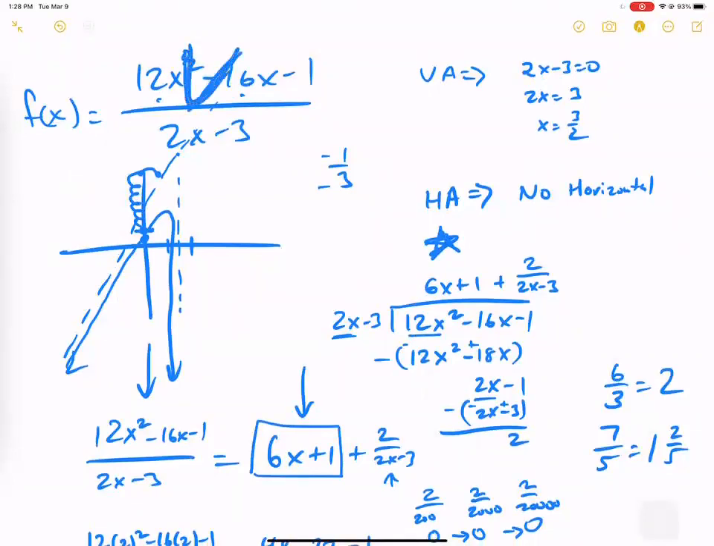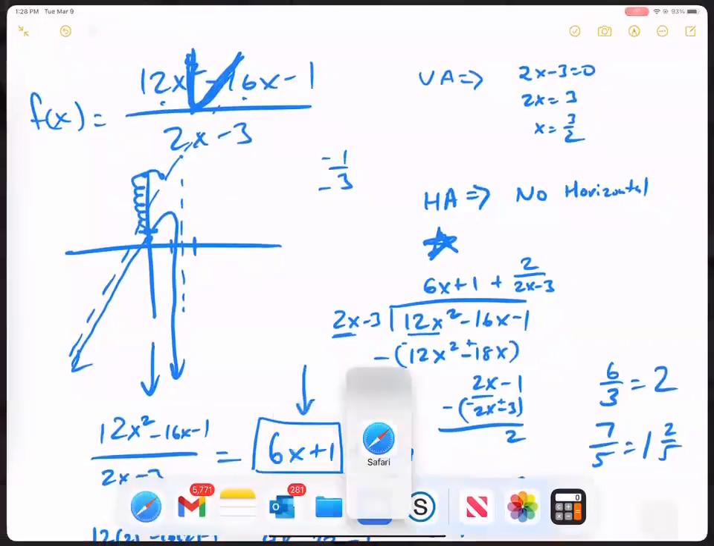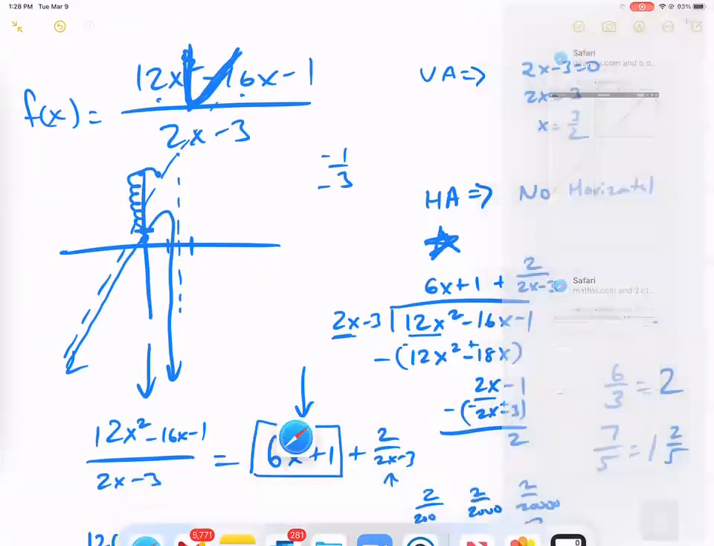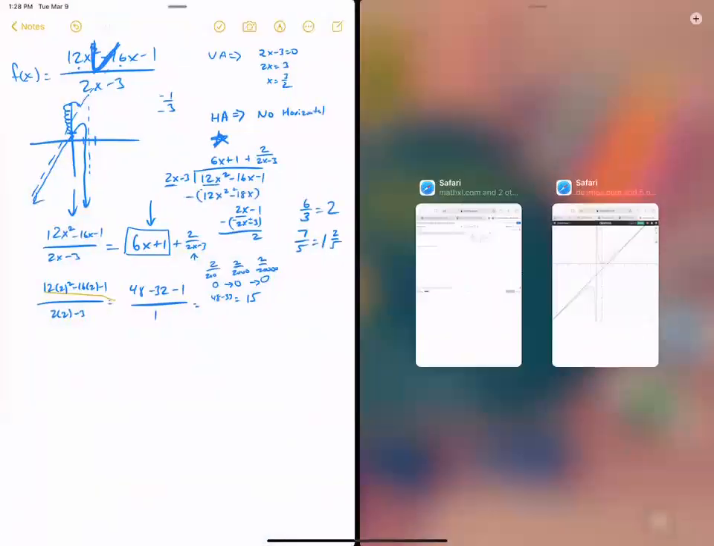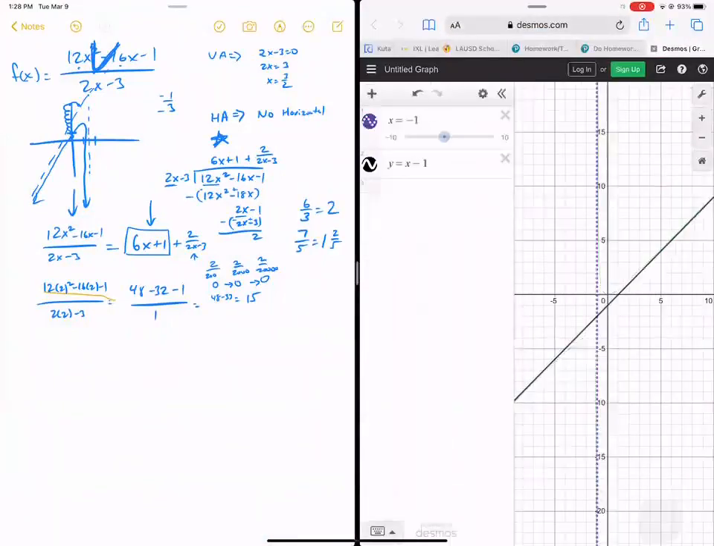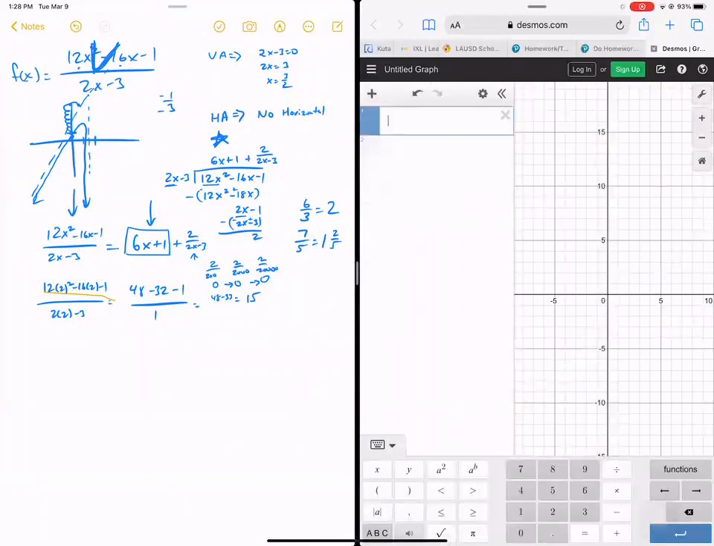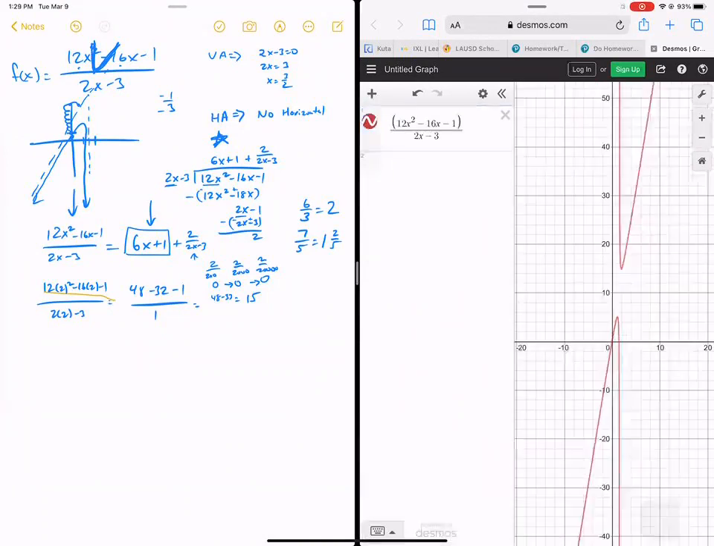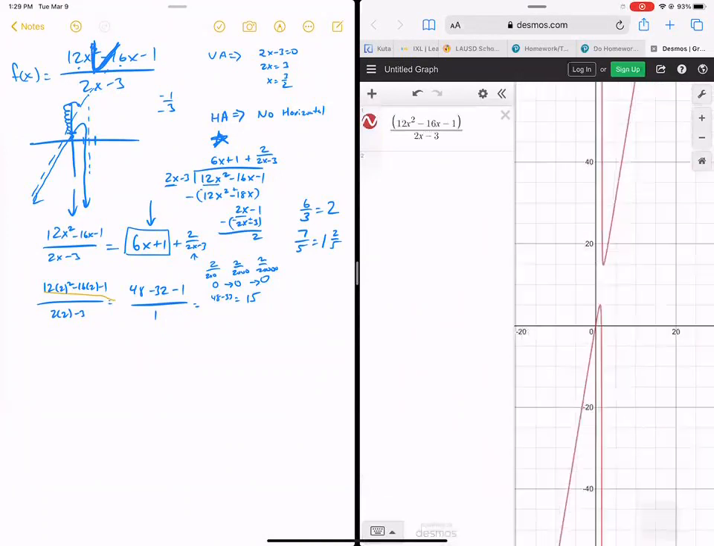Now let's see if this graph turned out the way we expected. Oh, whoops, that's not good. We're going to graph these 2 times. Let's graph the original. 12x squared. I think I said minus 16. Yep, minus 16x minus 1, in parentheses, divided by 2x minus 3. So I'm graphing this, and you can take a look here. This is what the graph looks like. It shoots off. Okay, it's not a horizontal.